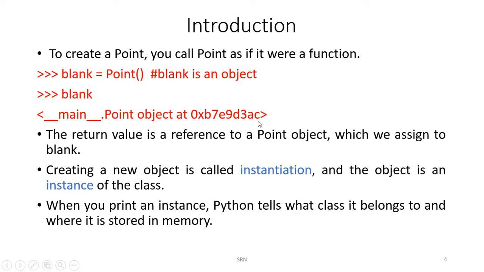Observe, remember when you execute this, this value will differ because it says the location where the object is, the memory location that is allocated to the object blank. Now creating a new object is called instantiation, and the object is called an instance of the class. So when you print an instance, Python tells what class it belongs to and where it is stored in the memory. Remember the 0x indicates that it's a hexadecimal number.